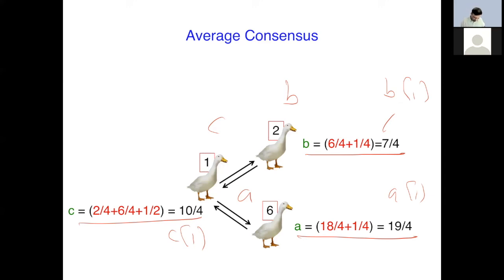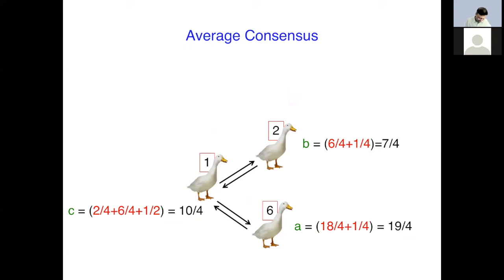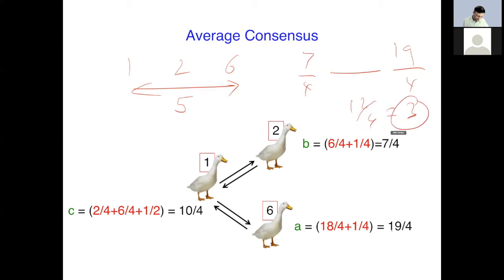So one observation to make is that the initial values, if you write them down, 1, 2, and 6, how far apart are they? The max minus min value is 5, whereas here the minimum value is 7/4, and the maximum value is 19/4. So the difference is equal to 12/4, which is equal to 3. So what you notice is that in this example, at least, the gap or the distance between the maximum value and the minimum value has decreased by a certain amount.